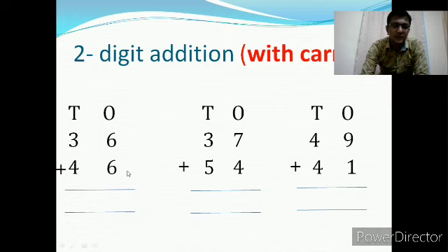36, 46. What is the rule? We should start the addition from ones place. So in ones place we have 6 and 6. 6 plus 6, yes, 12. What is 6 plus 6? 12. Previously we got a single digit, that's why we have written the single digit answer below the ones place.